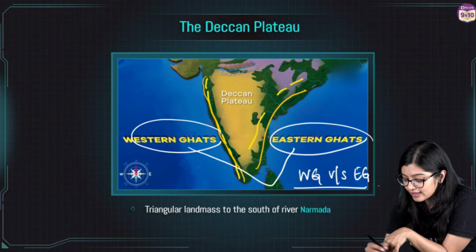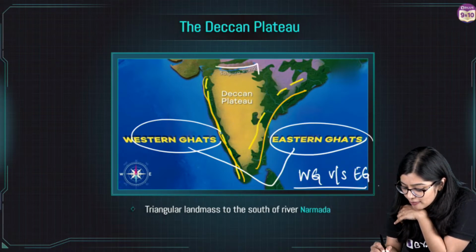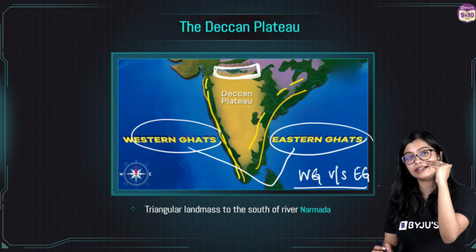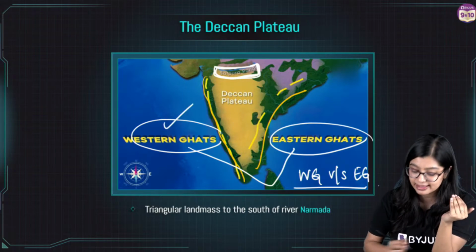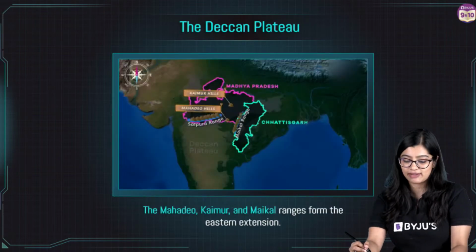Now if you look at it, we have the Deccan Plateau, which is a triangular part. On top we have the Satpura range here, right? The Satpura range in the north part demarcates it. On the west you have the Western Ghats that demarcate it. On the east you have the Eastern Ghats. Very good, Ajay, very good.